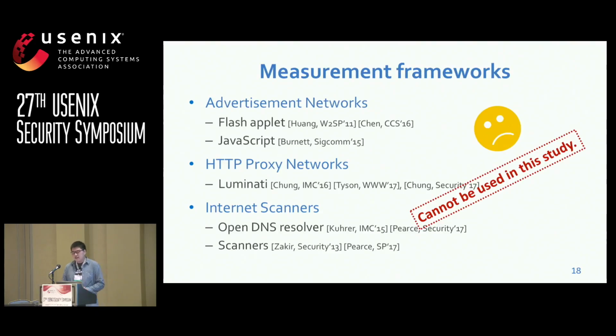In prior studies, in spite of different DNS measurement platforms being developed, they cannot be directly used in our study. For example, the JavaScript advertisement network and the Illuminati proxy network only allow sending DNS requests to fixed local resolvers, so they cannot be used.